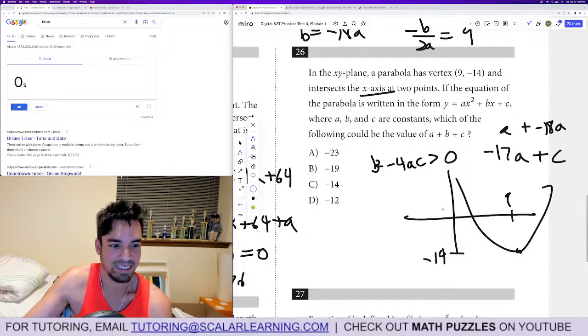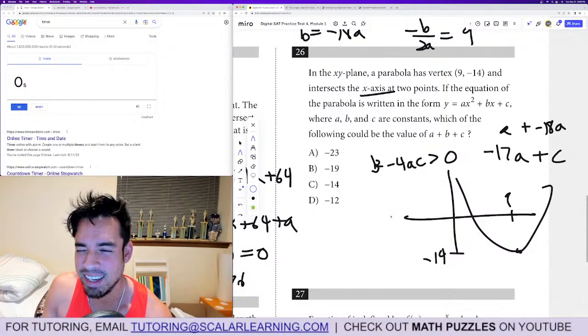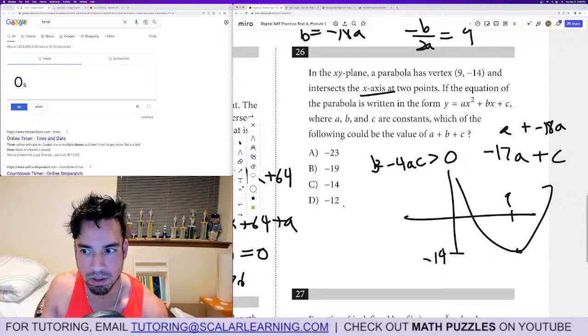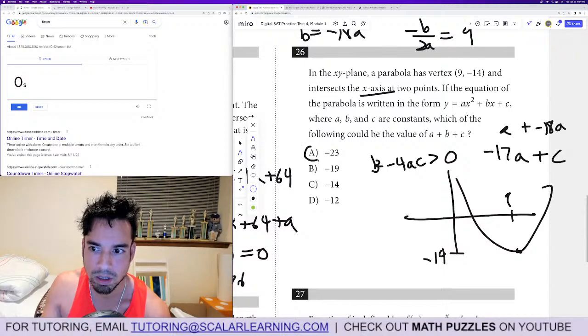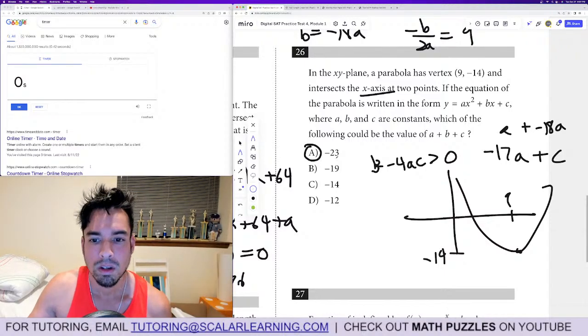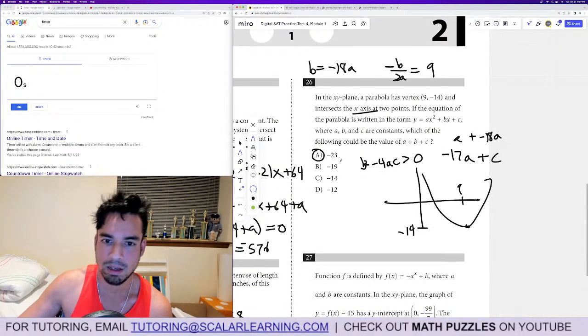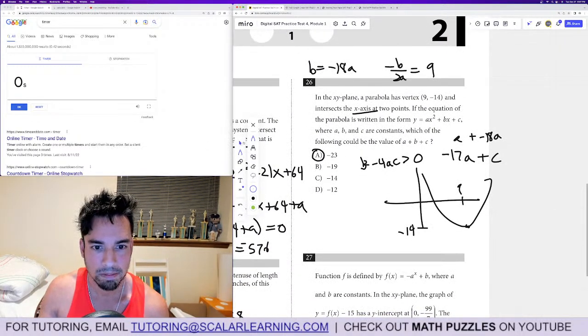Yeah, I'm stumped, dude. I don't know. I'm guessing, if I had to guess one of these, A plus B, that's a negative 17. All right, let's go with negative 23. Let's check and then we'll see what the dealio is. Man, that's crazy.